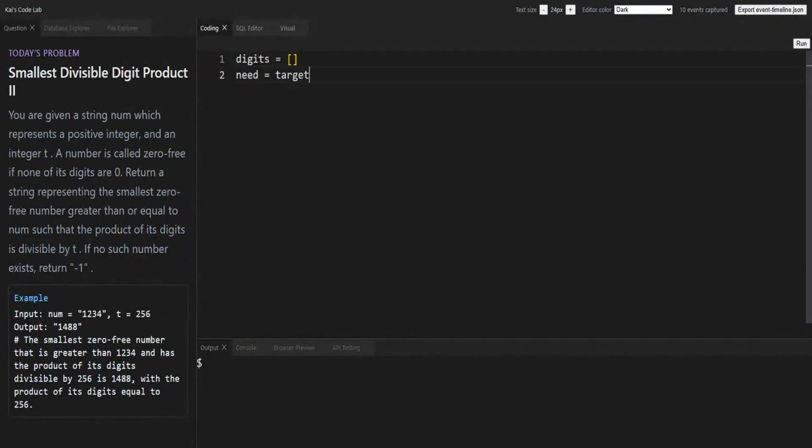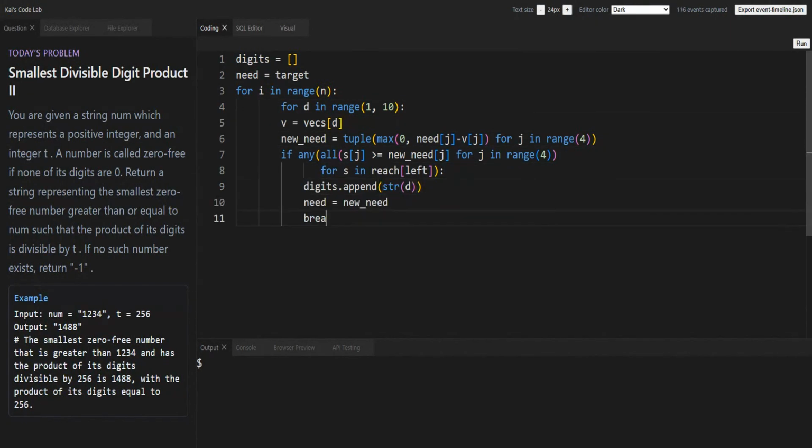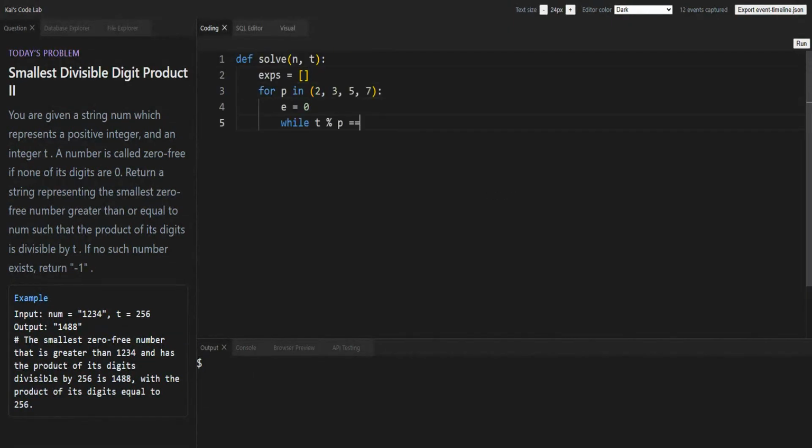Now we walk left to right. At each position we try digit 1, then 2 and so on, and check whether the leftover need after subtracting that digit's vector can still be finished by whatever digits are left. The first digit that passes gets kept and we move on. Smallest digit, check before it's committed. That's the whole reconstruction, start to finish.